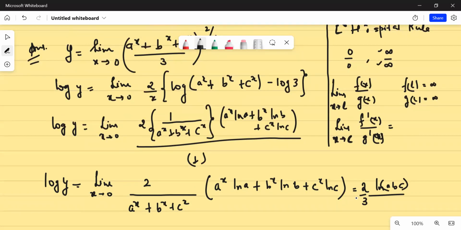Yes, sir. Okay, so this is 2 divided by 3. So your ln y, I can write it as 2 by 3 ln of abc. And y, I can write as abc raised to power 2 by 3. Is that clear? Yes, sir.